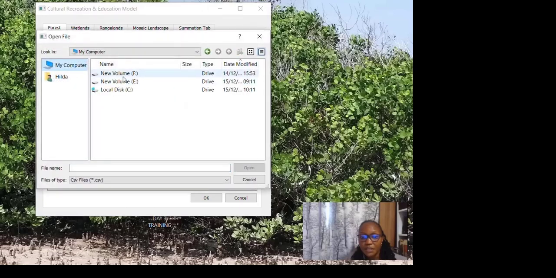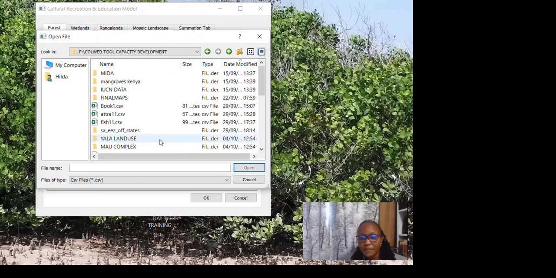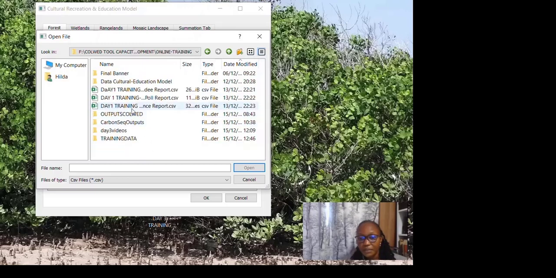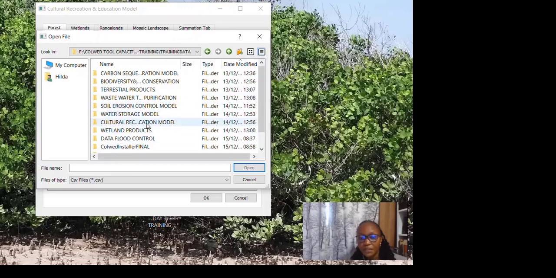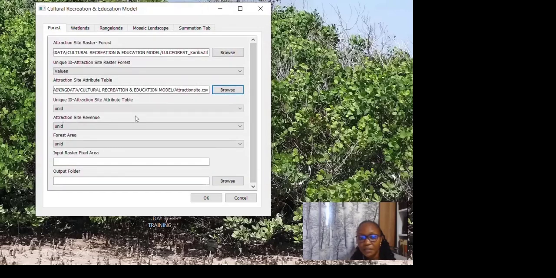It only has one value since we are valuing the entire forest, and the site is not partitioned to any other values that we may have. So we load that particular CSV file. As I said, it's a .csv file. So the unique ID attraction site should be similar to the value ID. So if they're listed 1, 2, 3, 4, 5, the same should be for the unique ID attraction site table so that this table can be linked up.